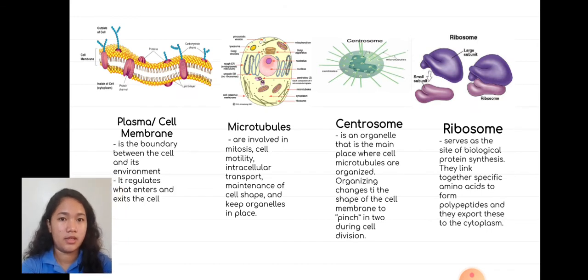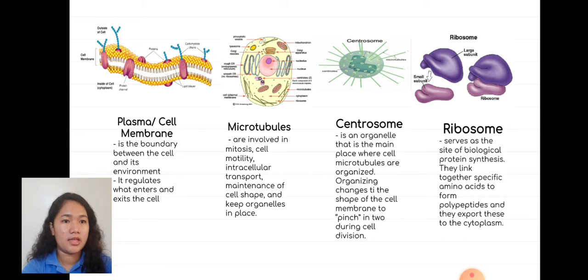Plasma membrane is a boundary between the cell and its environment. It regulates what enters and exits the cell. Microtubules are involved in mitosis, cell motility, intracellular transport, maintenance of cell shape, and keeping organelles in place.